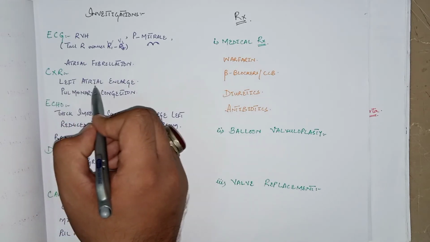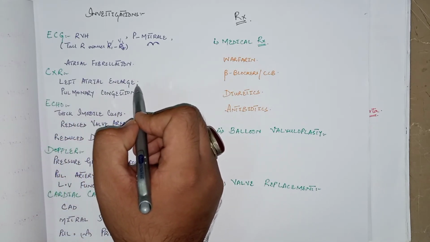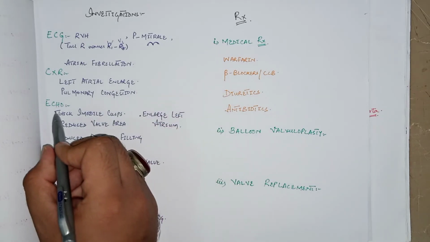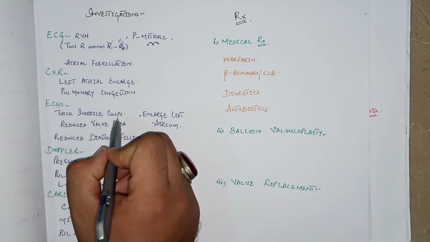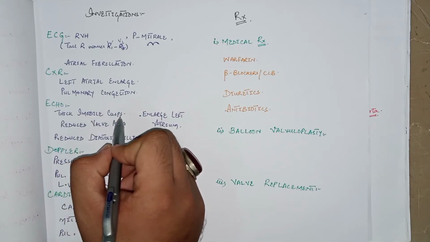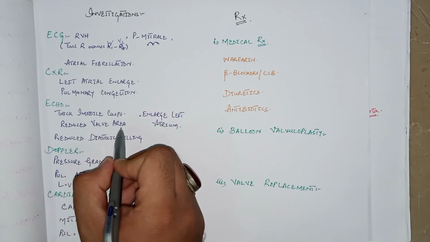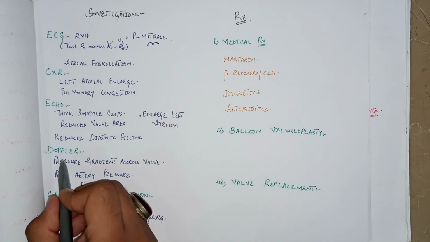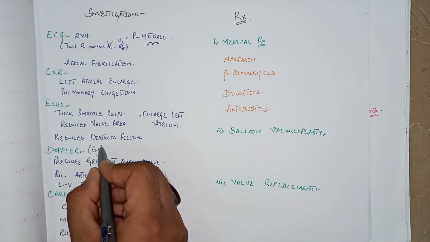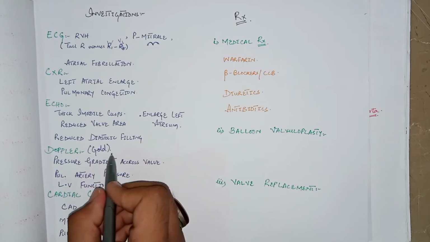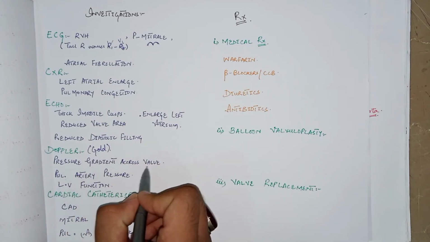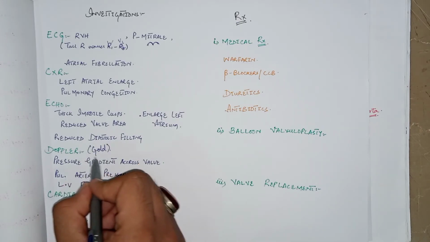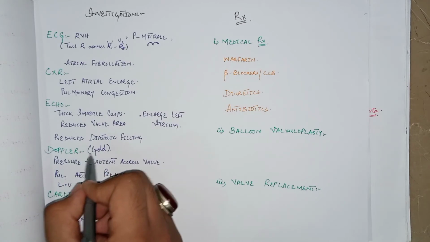Chest X-ray shows left atrial enlargement because of very high pressure due to stenosis, and pulmonary congestion features. Echocardiogram shows thick immobile cusps or a thick immobile valve of the heart, reduced valve area, reduced diastolic filling, and an enlarged left atrium. The Doppler echocardiogram is the gold standard investigation or investigation of choice, which is used to check the pressure gradient across the valve, pulmonary artery pressure, and left ventricular function. Remember, this is the gold standard investigation or investigation of choice in mitral stenosis.